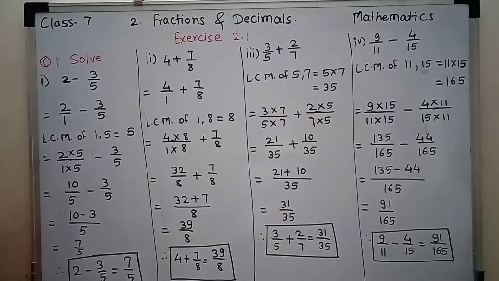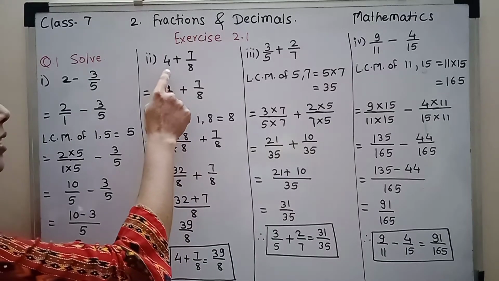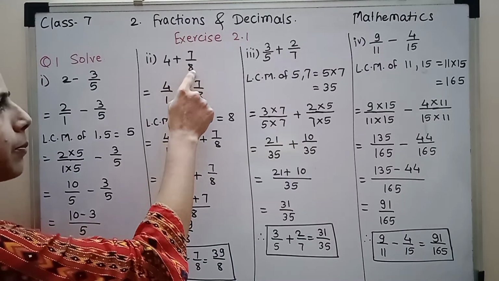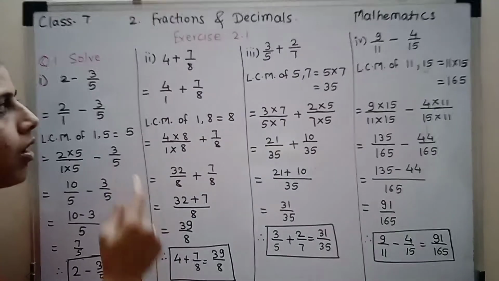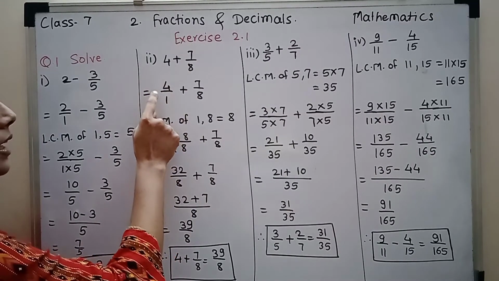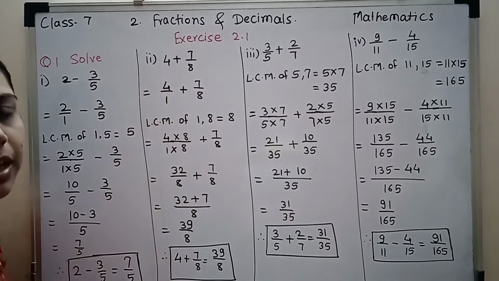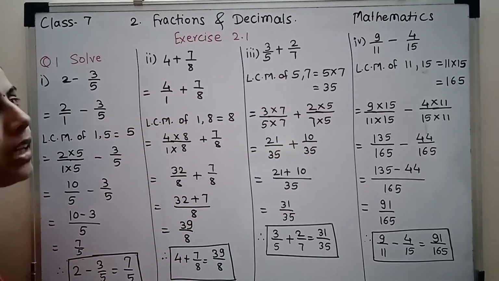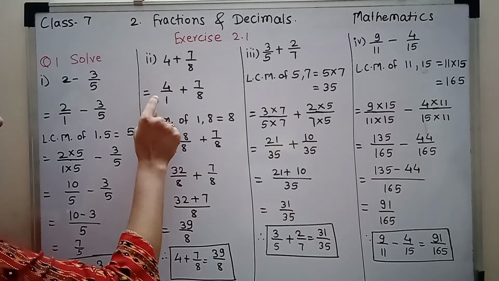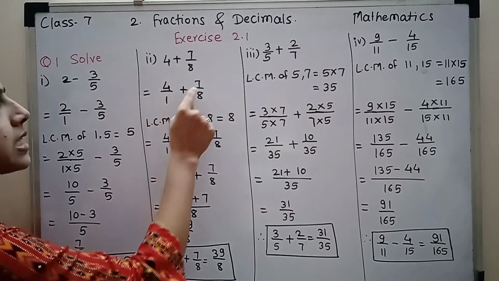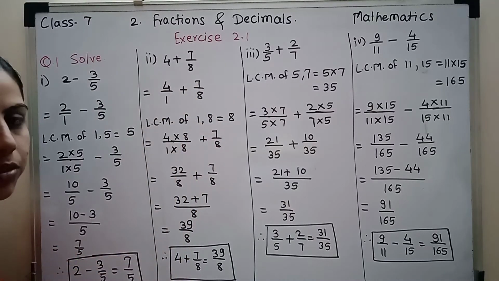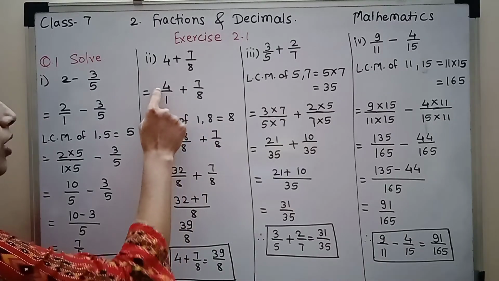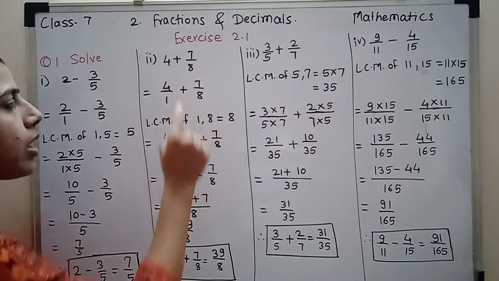Okay, understood? So moving to the second example, we have here 4 plus 7 upon 8. Only 4 is there, so 4 can be written as 4 upon 1. Always the 1 is present in the denominator of the fraction. So what do we have? 4 upon 1 plus 7 upon 8.